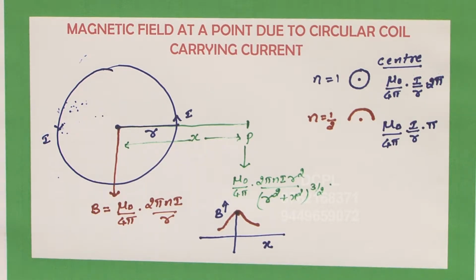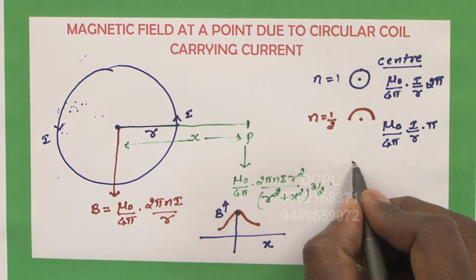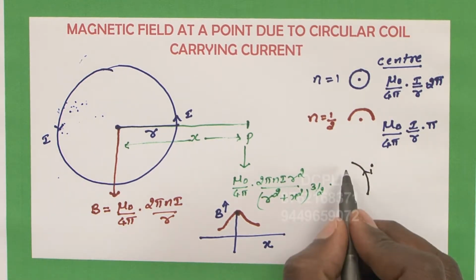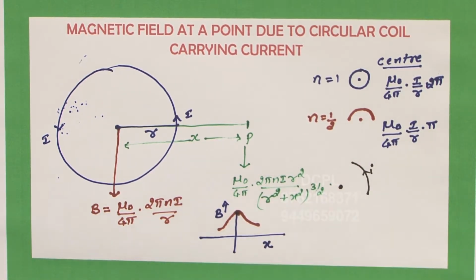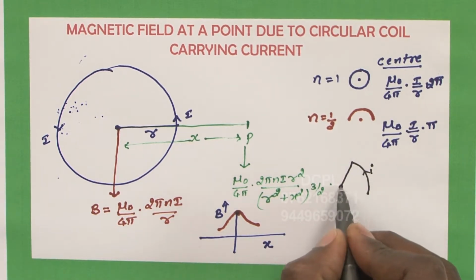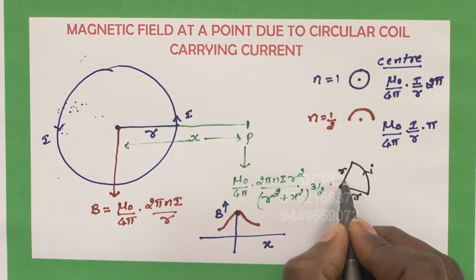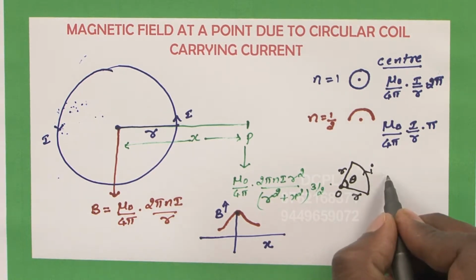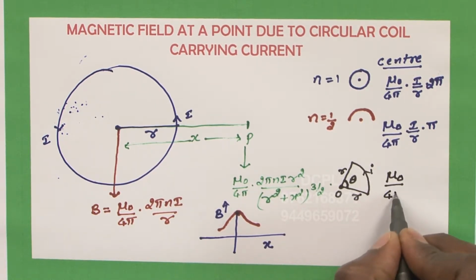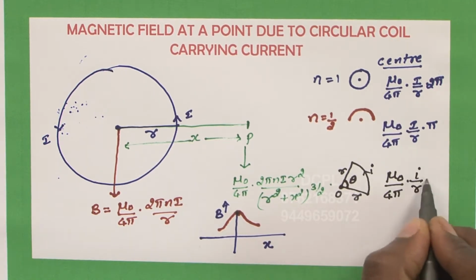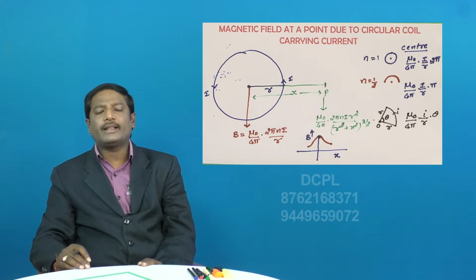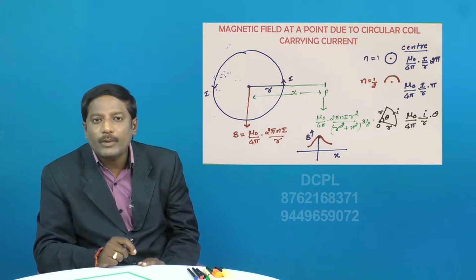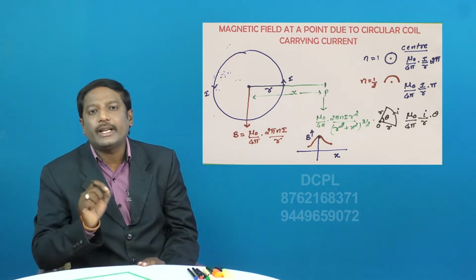Similarly, if I extend, now consider a small arc carrying a current I, then what is the magnetic field at the center of this arc? Let us join this, which is nothing but the radius of that arc, which subtends an angle theta at the center. Then the magnetic field at the point O, that is at the center, is given by mu naught by 4 pi into I by r into this angle theta. So, magnetic field at a point due to a small arc, remember the formula, it is given by mu naught by 4 pi into I by r into theta.